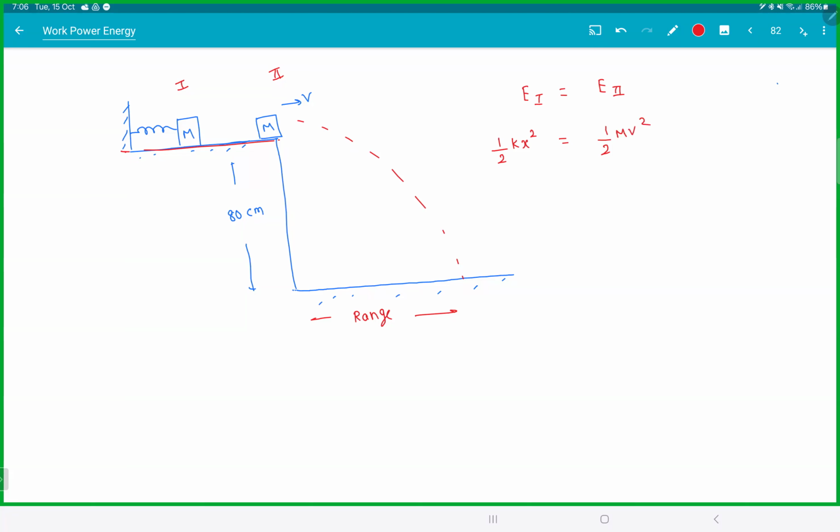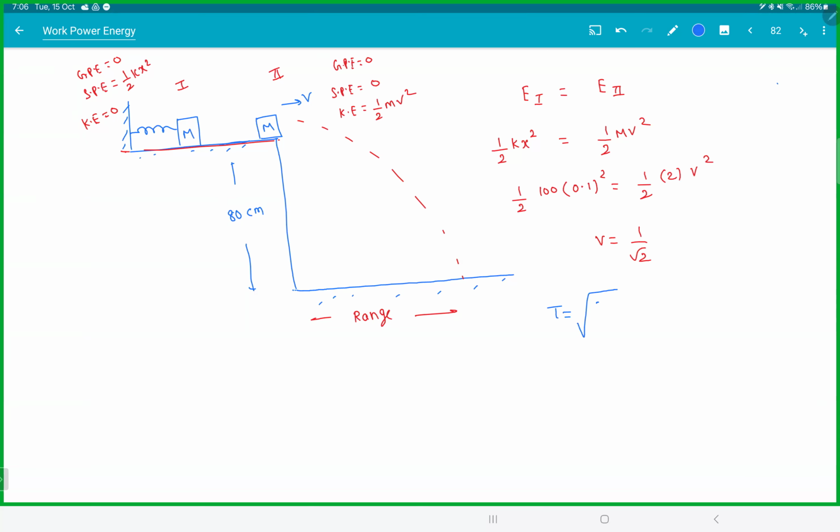Agreed? I'm skipping the steps. Meaning I can write, state 1: gravitational potential energy is 0, spring energy half kx square, kinetic energy is 0. State 2: gravitational potential energy is 0, spring energy is 0 since the spring would be disconnected now, kinetic energy half mv square. So all the spring energy became kinetic energy. So this is half k into 0.1 square equals half m v square. I should have given 1 kg. So the 2 will go off. So V is equal to 1/√2.